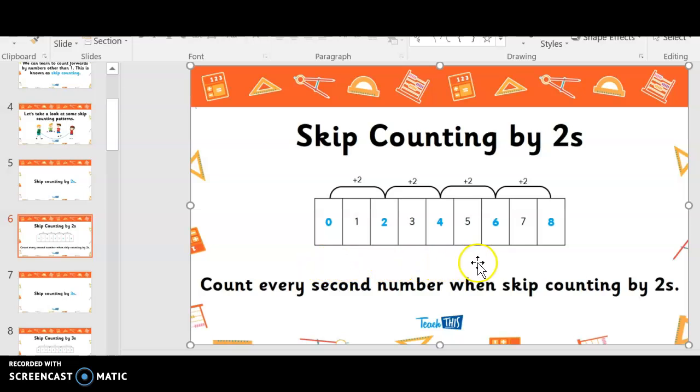So what is the rule when you are skip counting this way? If you find these numbers only, you are counting by 2s. That is the rule.